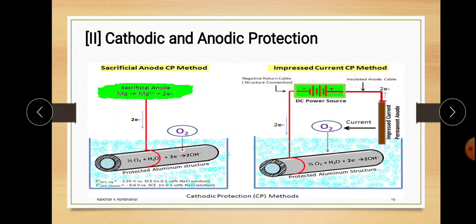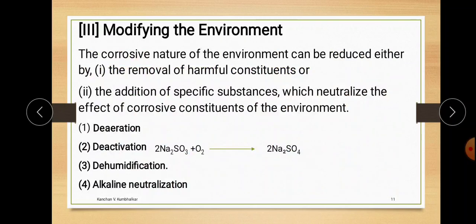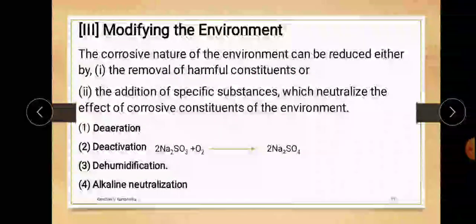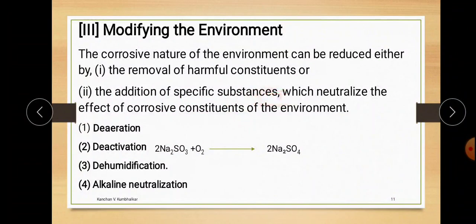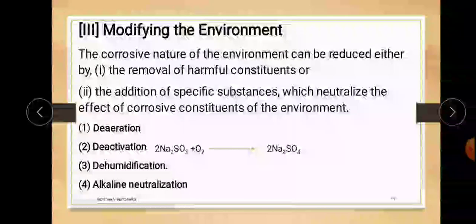Now let's move toward the next point, that is modifying the environment. The corrosive nature of the environment can be reduced either by the removal of harmful constituents or by the addition of specific substances which neutralize the effect of corrosive constituents of the environment. There are basically four different concepts on the basis of modification of environment. The first one is de-aeration.